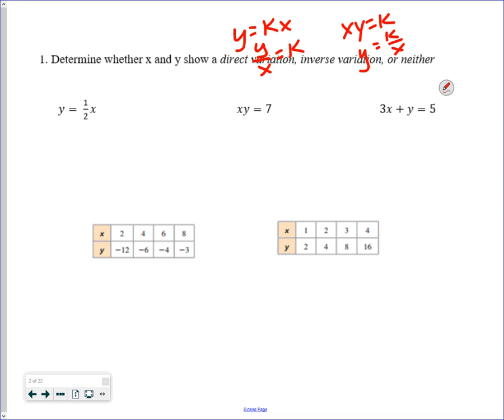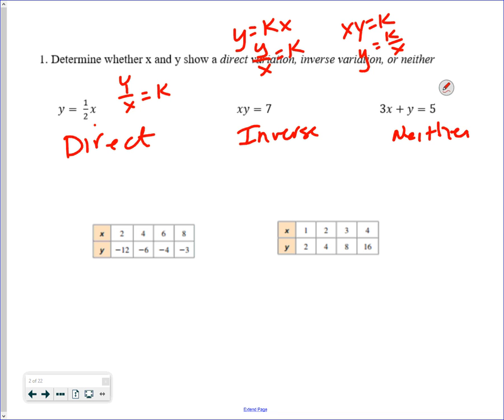So in the first one here, that is actually a direct variation. Okay, because again, if you wanted to solve it for the k value, you'd have y over x equals k. The second one is multiplying, so that is an inverse variation. And the last one is actually a neither variation. So now it's a little bit harder. If I multiply the x and the y together and it's a constant value, that would be an inverse variation. If you divide the y and x and get a constant value, that would be a direct.